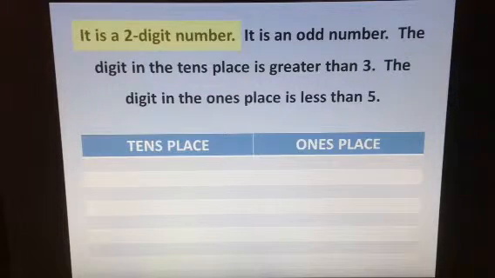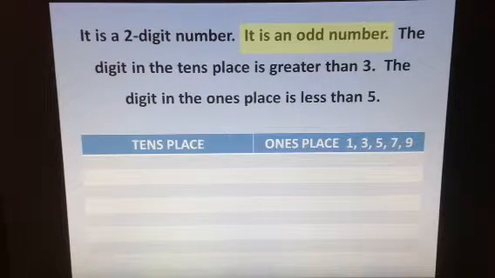Next, I've highlighted the sentence that says it is an odd number. What does it mean for something to be an odd number? It means it needs to end with 1, 3, 5, 7, or 9. Here I've added the numbers 1, 3, 5, 7, and 9 to the top of my ones place column.